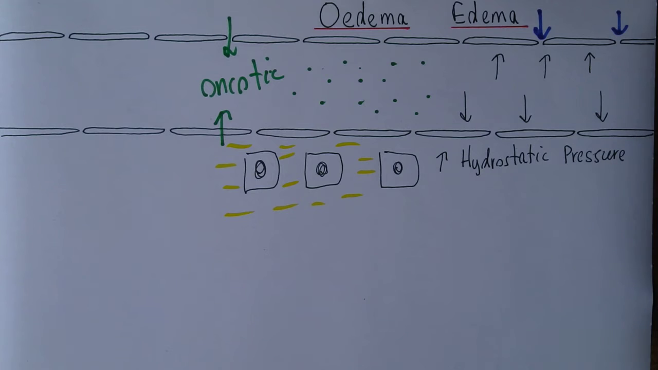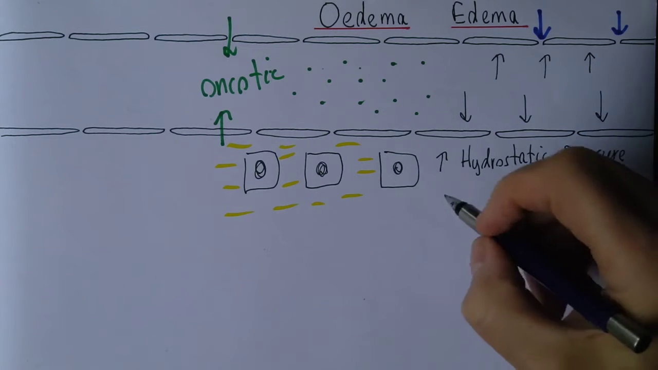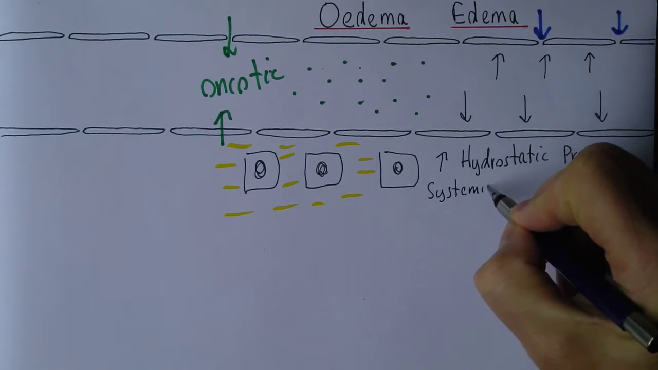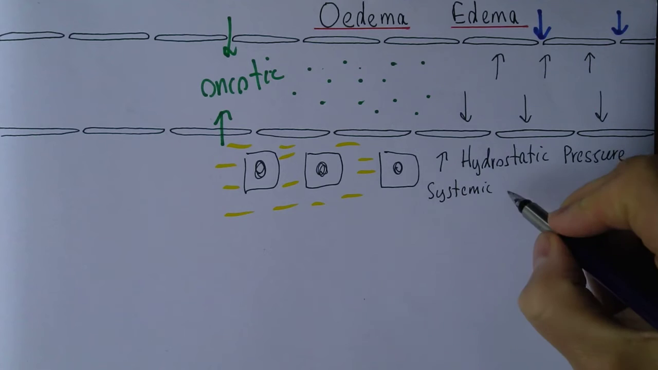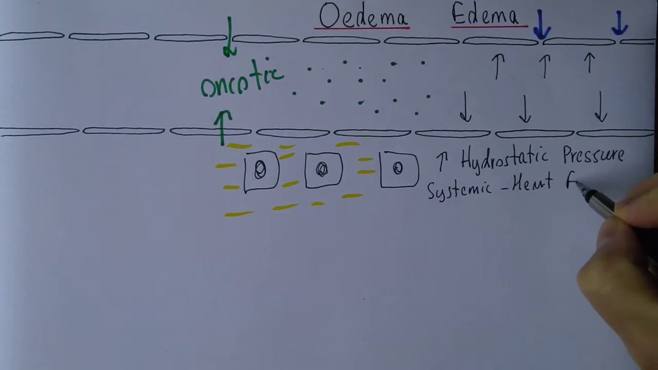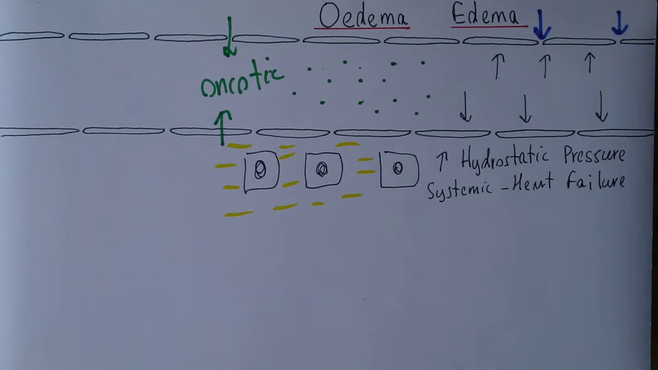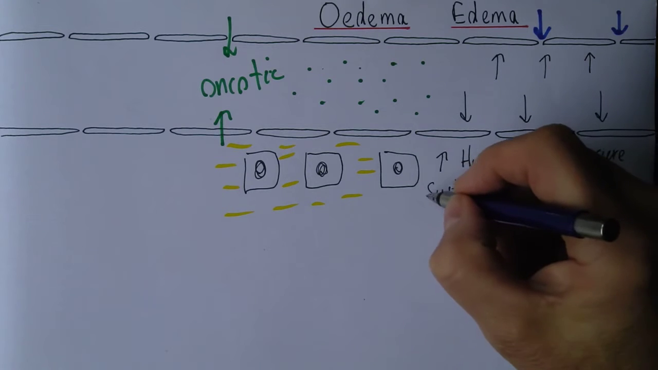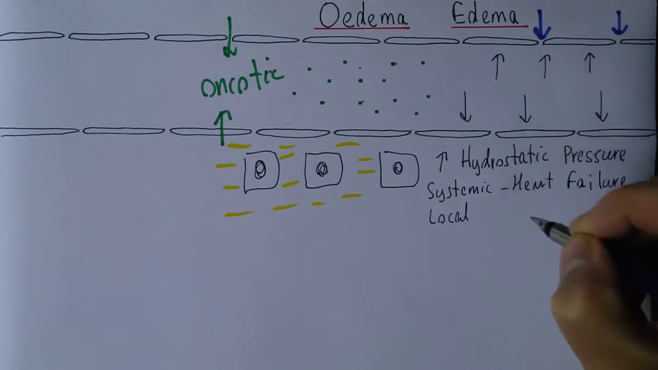So this could be localized or it could be systemic. For example, if it's systemic, that could be caused by heart failure. If there's a right heart failure, that might initially lead to systemic edema. If there's a left heart failure, a left ventricular failure, that could initially lead to pulmonary edema. So there could be systemic causes, but there could also be localized causes.